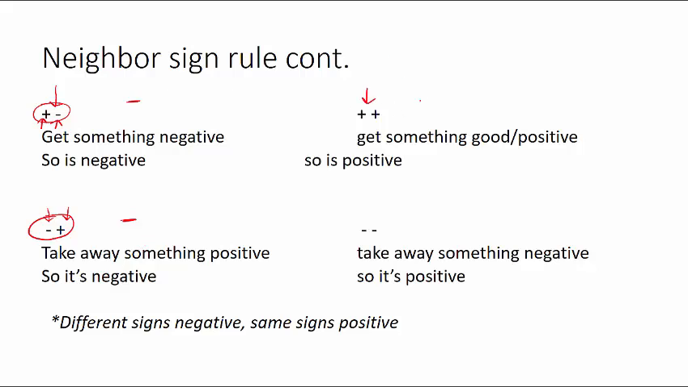Getting something good or getting something positive is positive. So if you have two plus signs, we're going to keep the plus sign. Taking away something negative is good, it's positive, so that will become a plus sign. An easy way to remember this is if you're adding and you have two different signs, you're going to keep the negative. If you have two same signs, it will be positive. So again, if the signs are different, when you're adding and subtracting, the neighbor sign rule, you're going to keep the negative sign. If the signs are the same, you keep the positive sign.